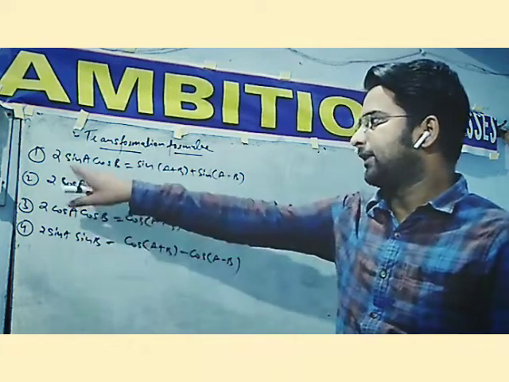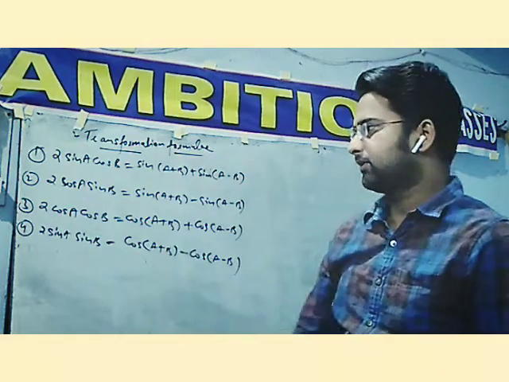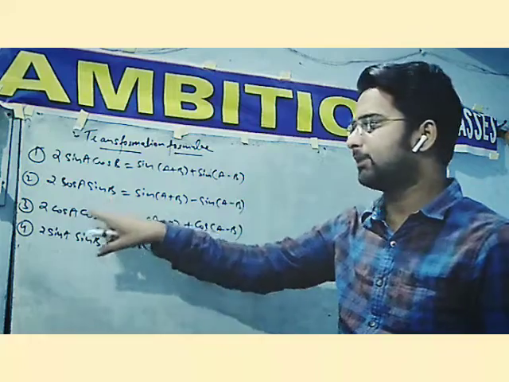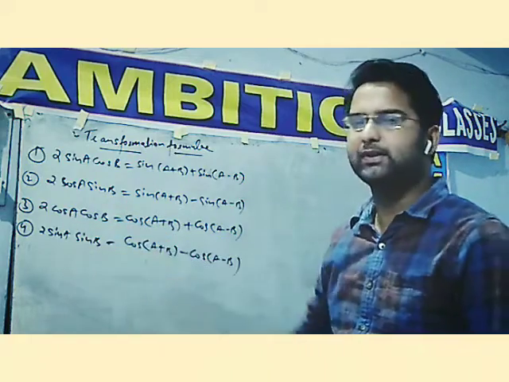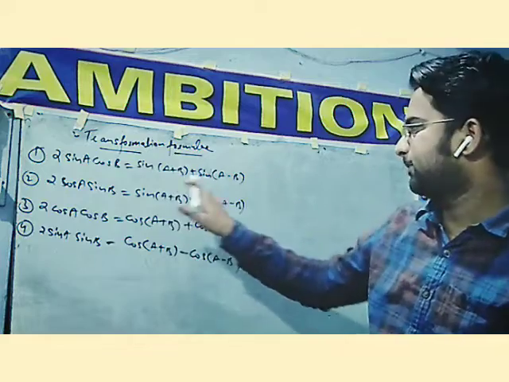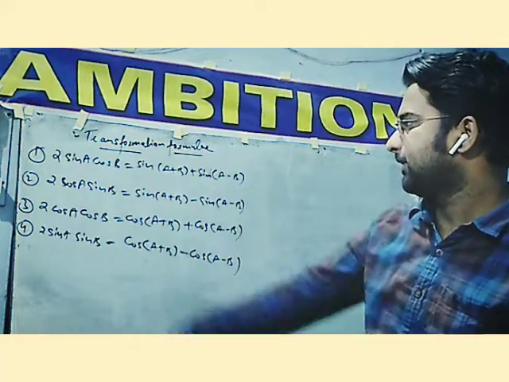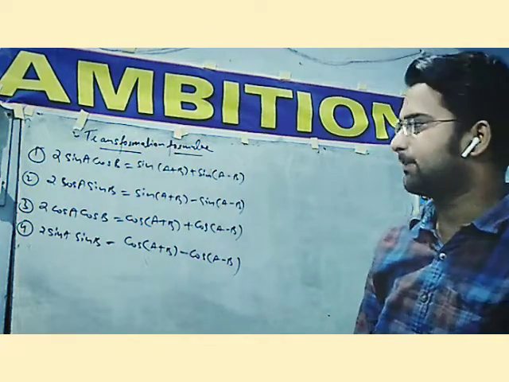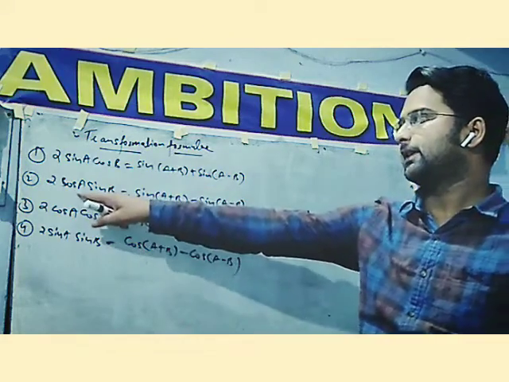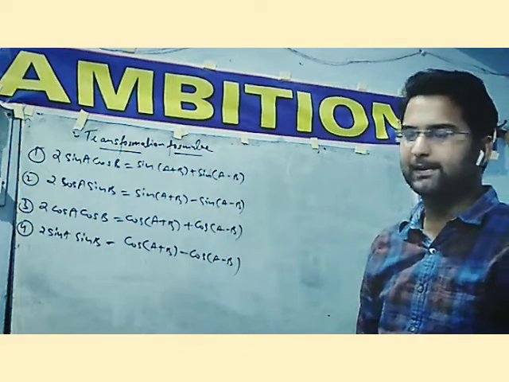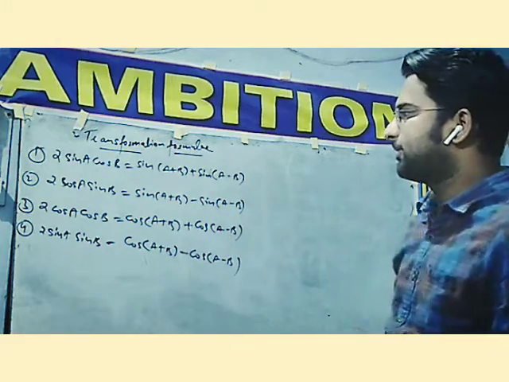Students, if on solving any question we are given an expression like 2 sin A cos B, or 2 cos A sin B, or 2 cos A cos B, or 2 sin A sin B, then in place of this term we have to substitute this particular formula. That is, if we have 2 sin A cos B, then we substitute sin(A+B) plus sin(A-B). And if we have 2 cos A sin B, then we substitute sin(A+B) minus sin(A-B).